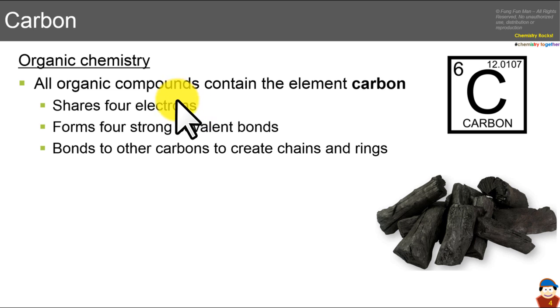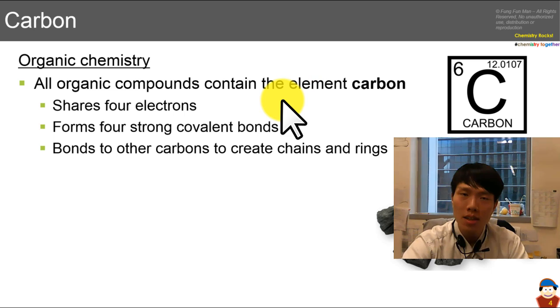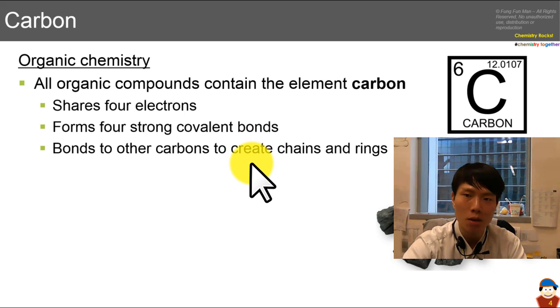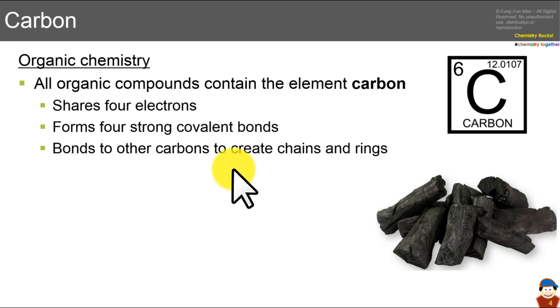Now in organic chemistry, all organic compounds should contain the element carbon. Carbon comes from group 4 in the periodic table, so it should share 4 electrons, and it forms 4 strong covalent bonds with the neighboring elements. Now it bonds to other carbon to create chains and rings. Benzene rings, polymers in your plastics, our skin, hair. But take note that not all carbon compounds are derived from living organisms. Over 99% of the 37 million known compounds contain carbon.